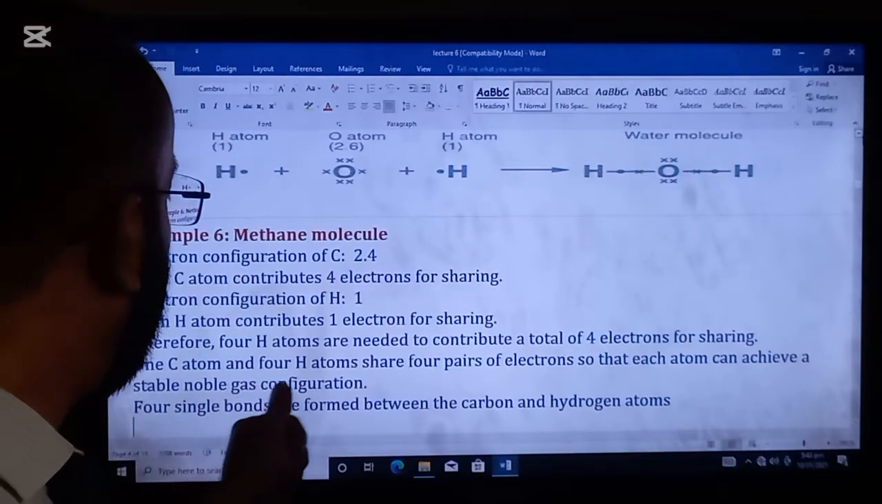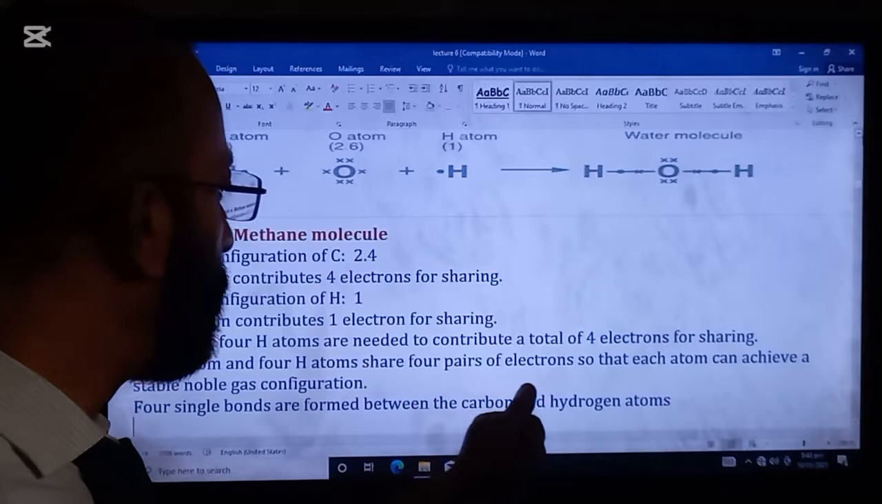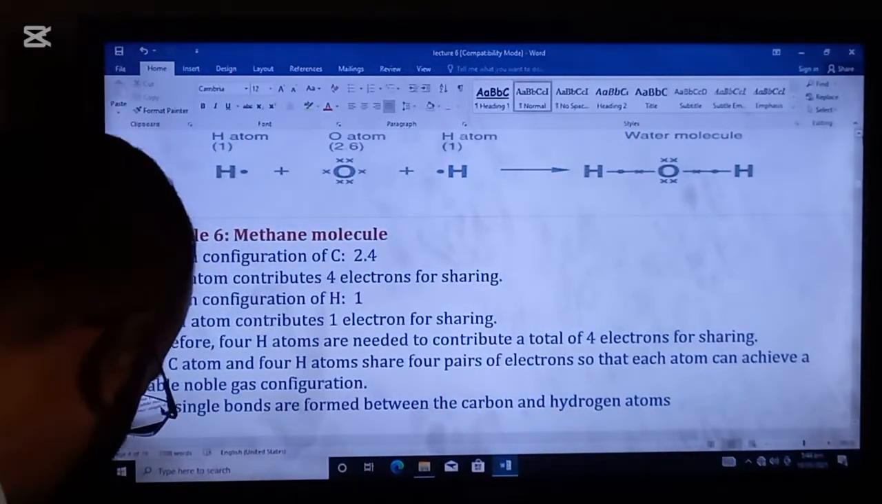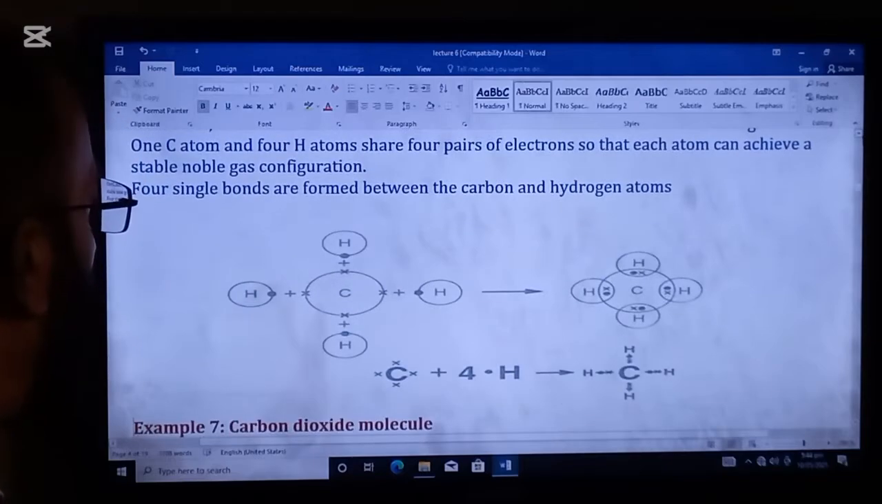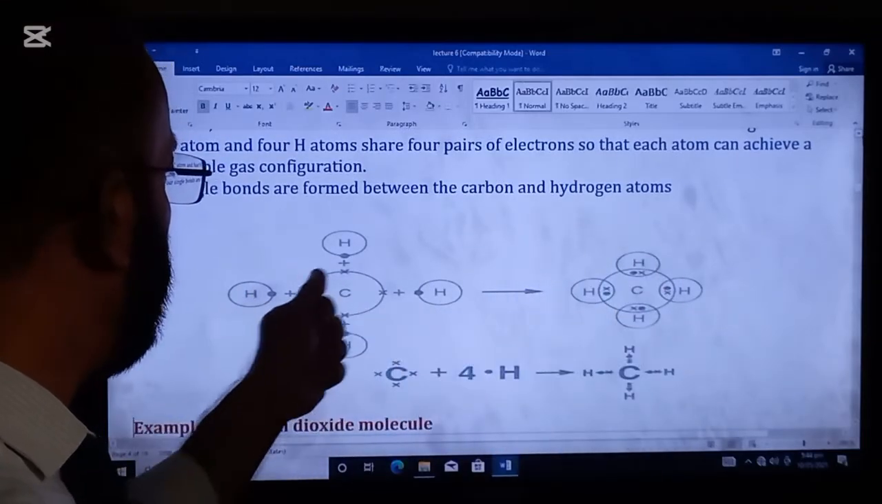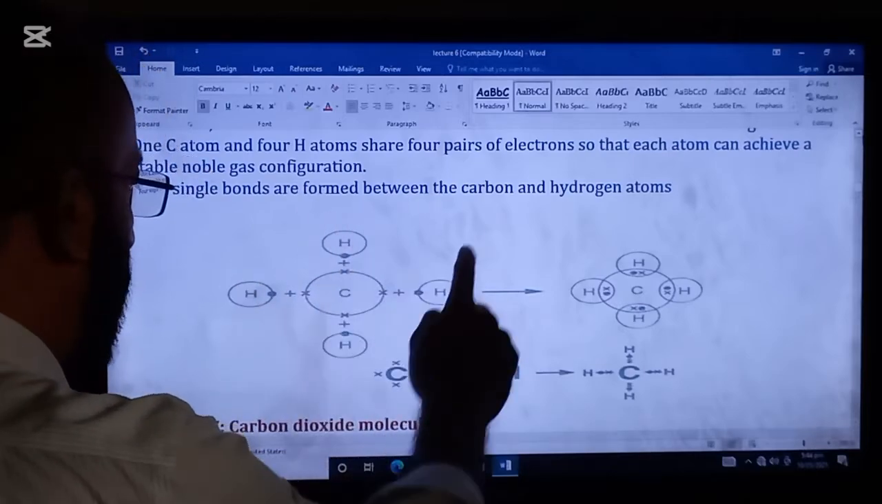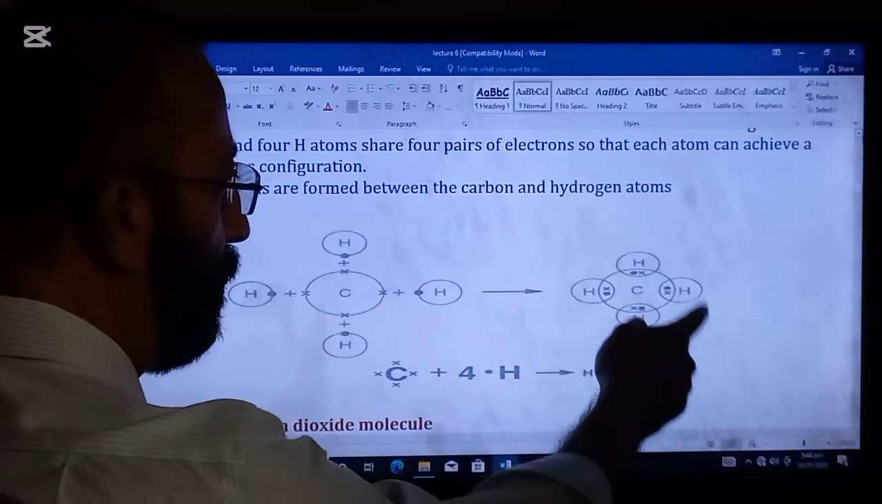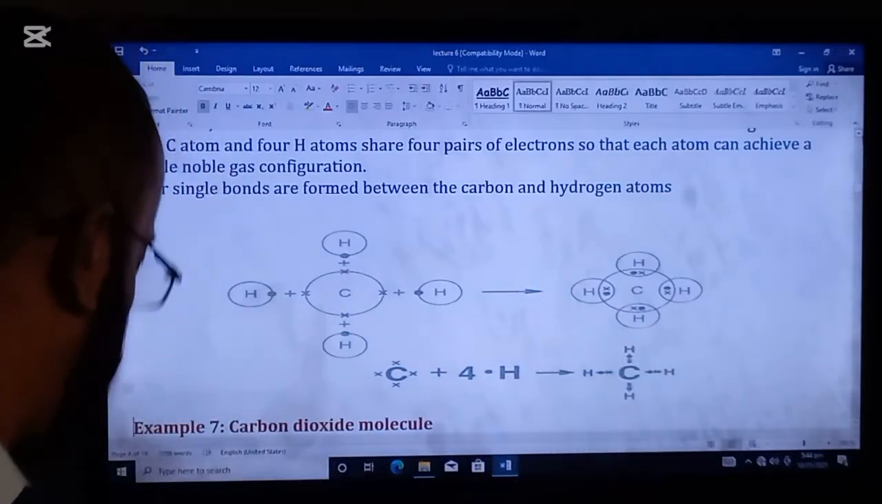1 carbon atom and 4 hydrogen atoms share 4 pairs of electrons so that each atom can achieve a stable noble gas configuration. And here is the diagram representation. Carbon is going to share 4 electrons and each hydrogen atom is going to share 1 electron. So, the methane molecule will be formed.